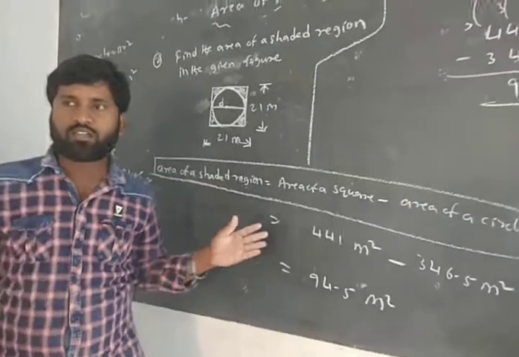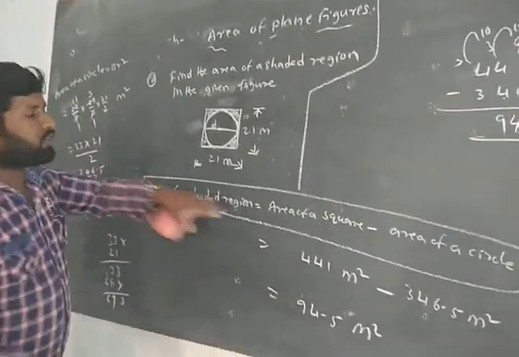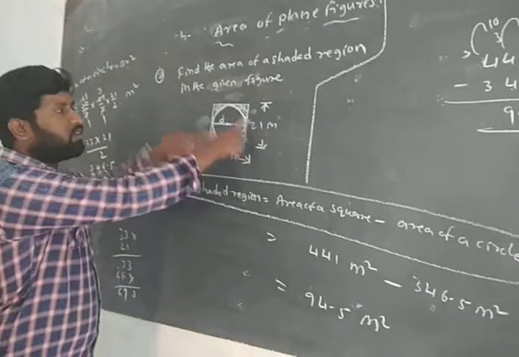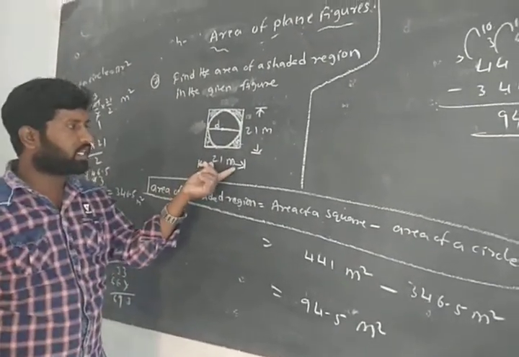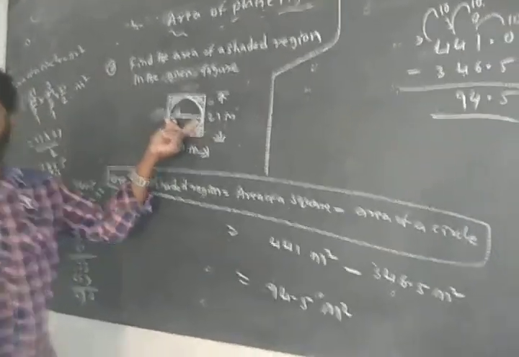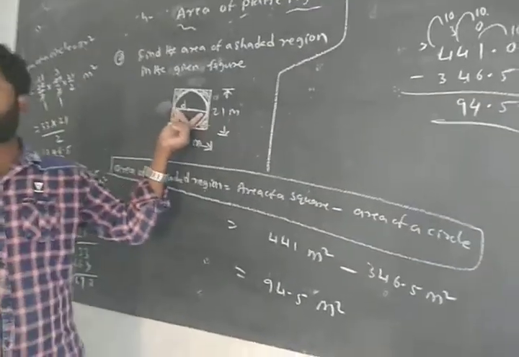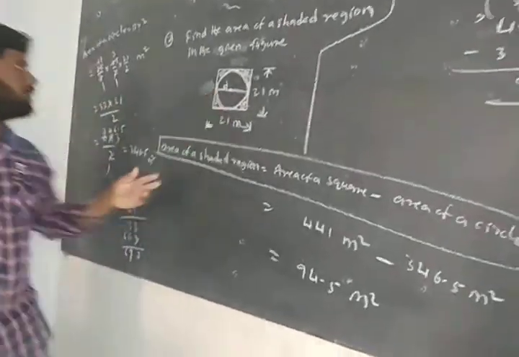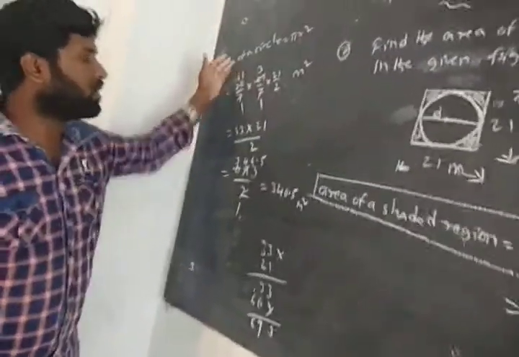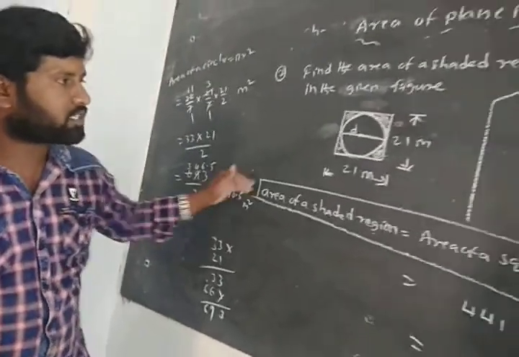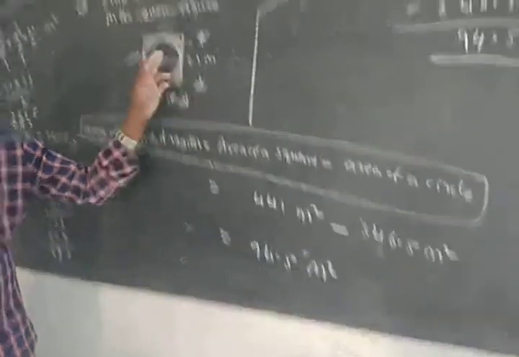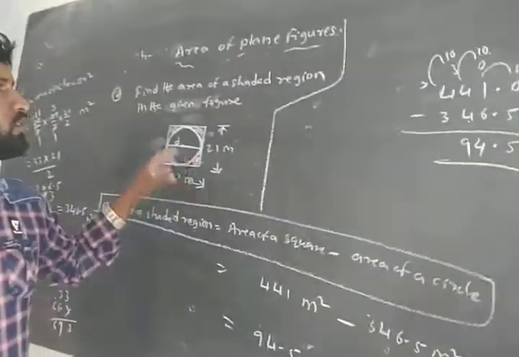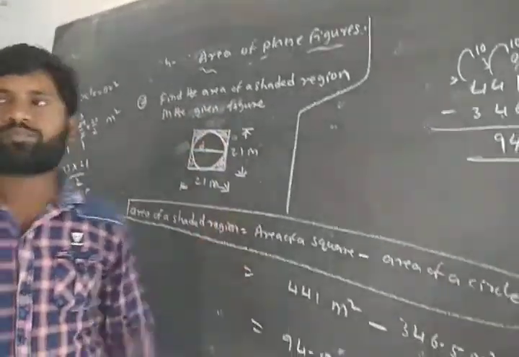We cannot find it directly by using a formula. What we did here: first of all, we found the area of the square with the given side. Afterwards, the side of the square acts as the diameter of the circle. We know radius is equal to diameter by 2. Then using the area of a circle formula, we find it. Afterwards, area of the square minus area of the circle gives the area of the shaded part. So we can find the area of such shaded regions like this. Thank you.